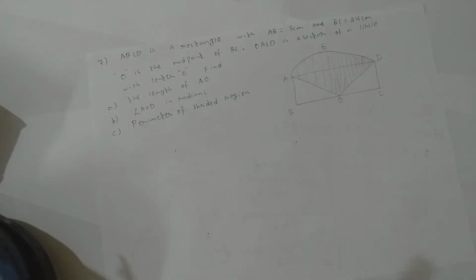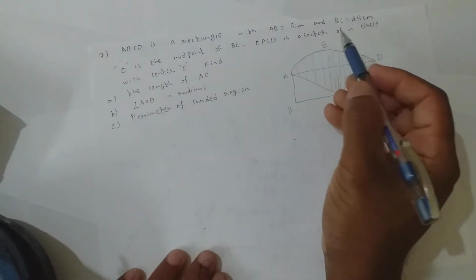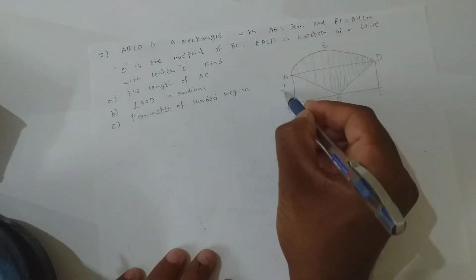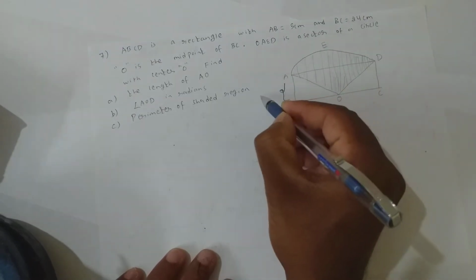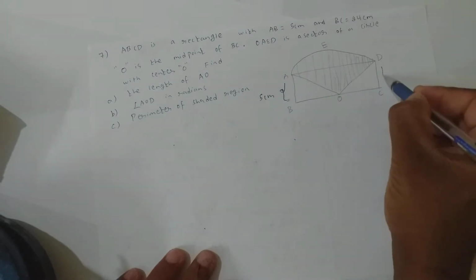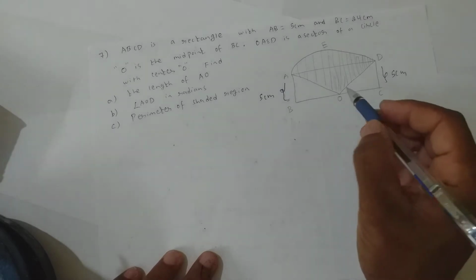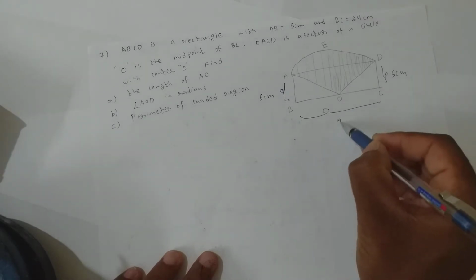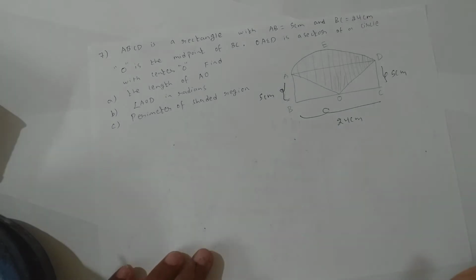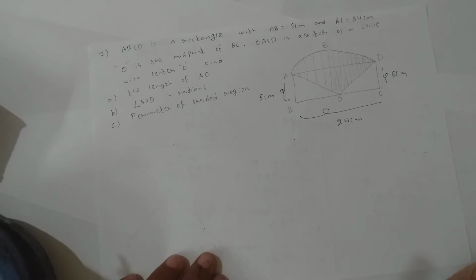Good morning, students. Let us continue with some more sums in the radians lesson so that you will be clear with different kinds of radian sums. Let us start. ABCD is a rectangle with AB equal to 5. That means this length is 5 centimeters, and this side will also be 5 centimeters. And BC equal to 24. That means this entire side is 24 centimeters. Clear enough till here? Let us continue.